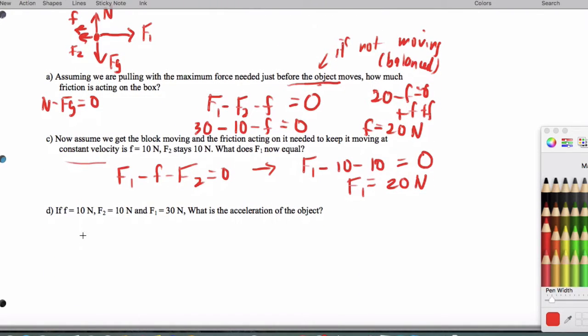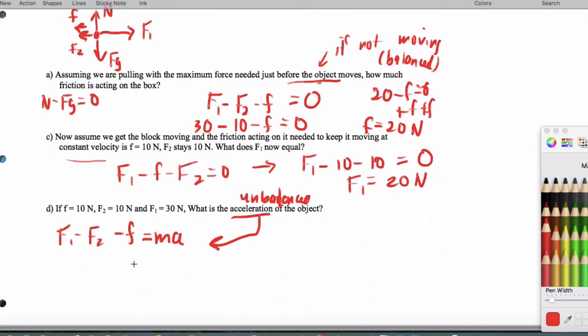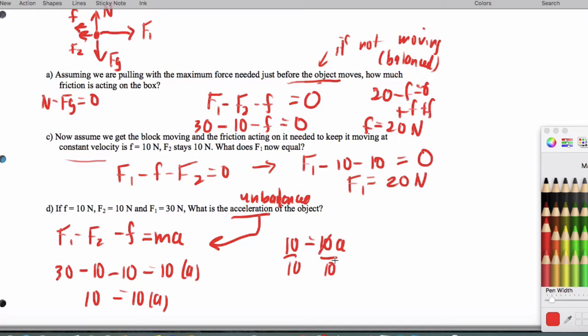Now the last part, we say that this is our setup. So we have F1 minus F2 minus f, but now they don't balance. So since they're not balanced, that means this equals m times a. We're given a mass of 10 kilograms, so we have 30 minus 10 equals 10 times a. That gives us 10 equals 10 times a. And when we simplify, we're going to end up getting a is 1 meters per second squared.